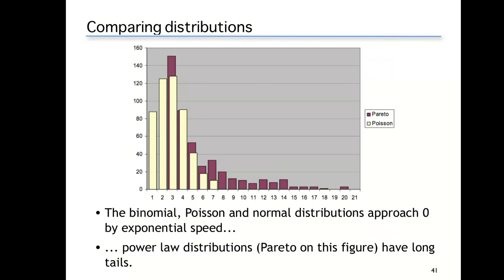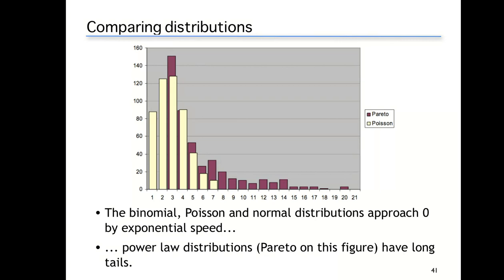Now, if we compare the two distributions, namely the binomial and the Poisson, and a normal distribution, then we know that they approach zero at exponential speed.